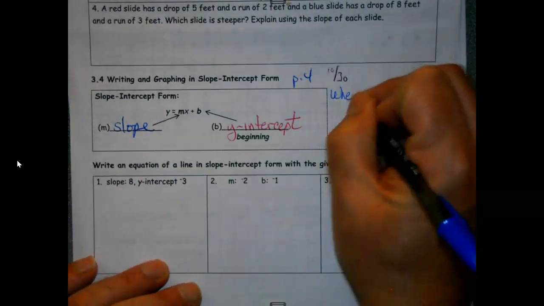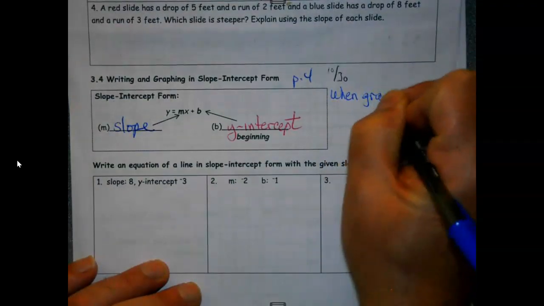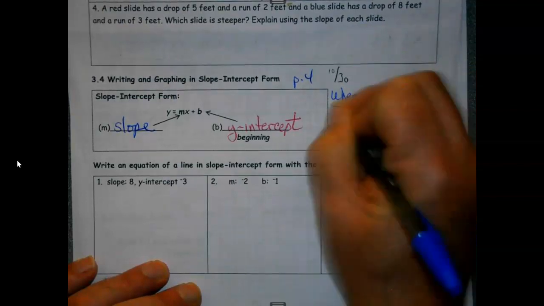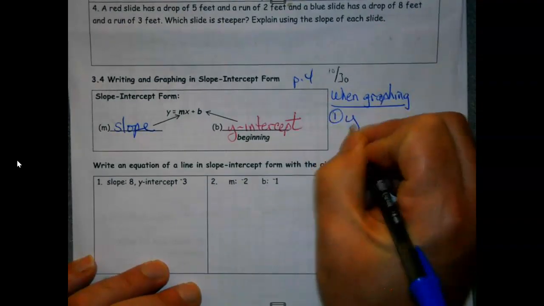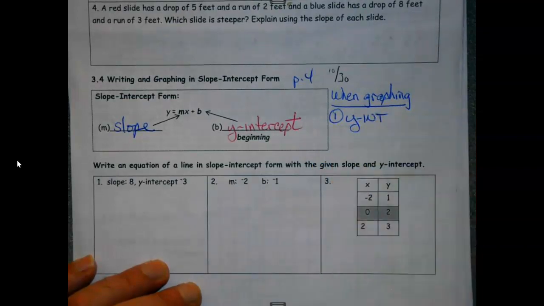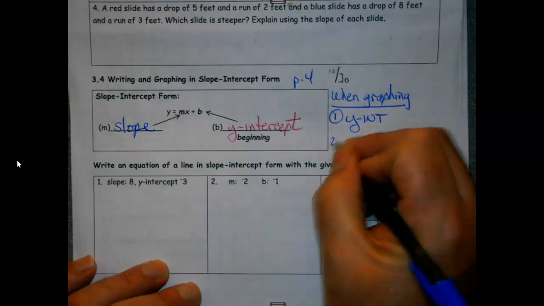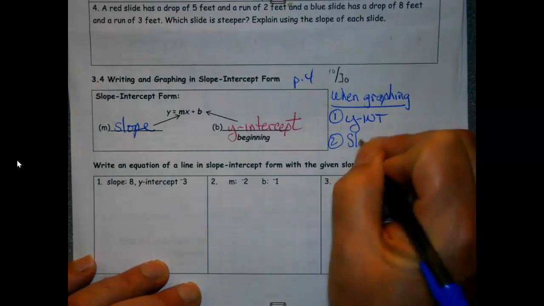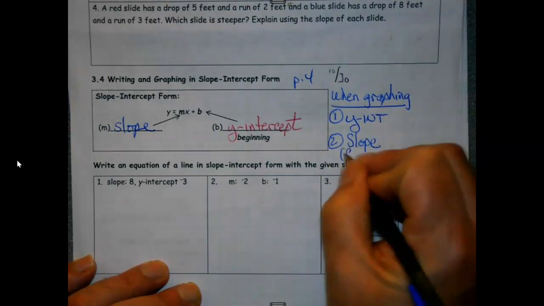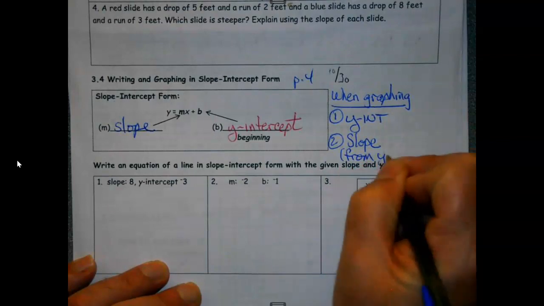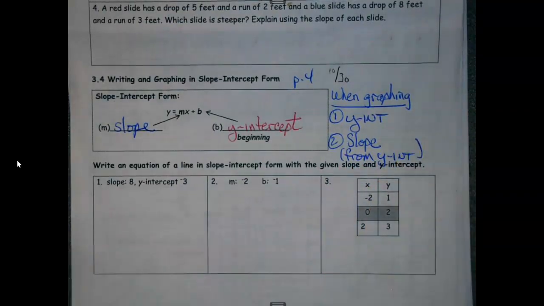So when we graph, I'm going to make a little note to the side here. When we graph, we do the y-intercept first, then we do the slope starting at that y-intercept. That's always the order we're going to go in. There's one exception to that rule that we'll see a little bit later. But again, super majority of the time, that's what we're going to do.